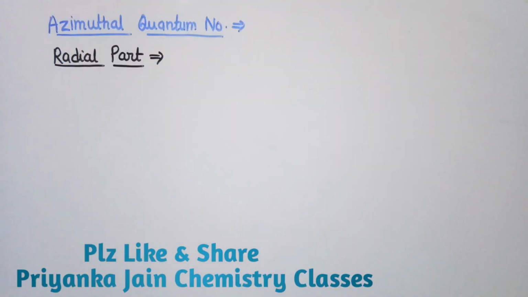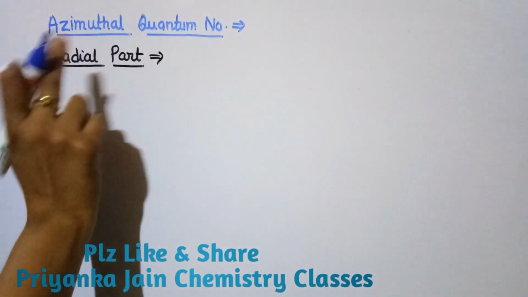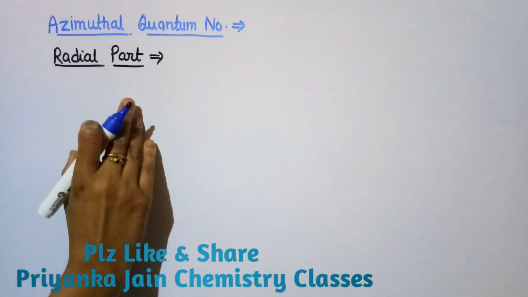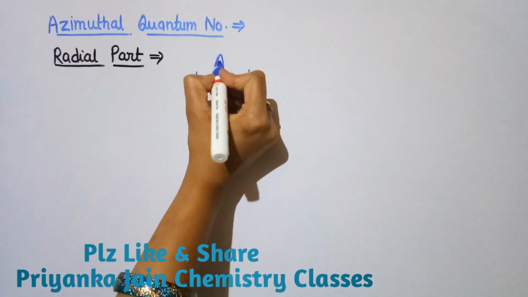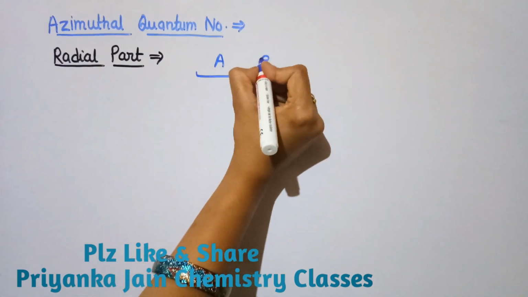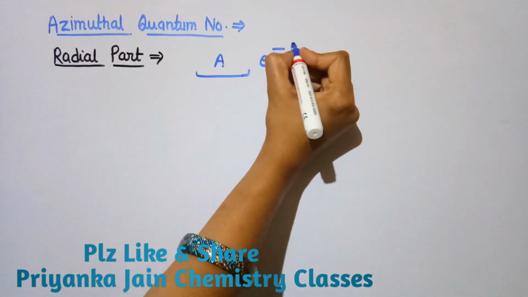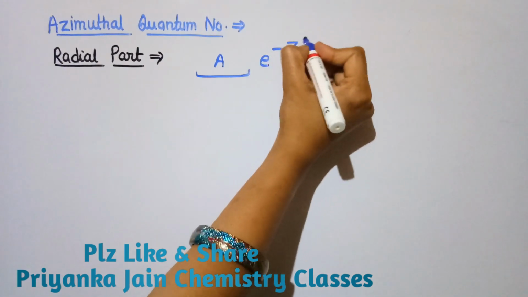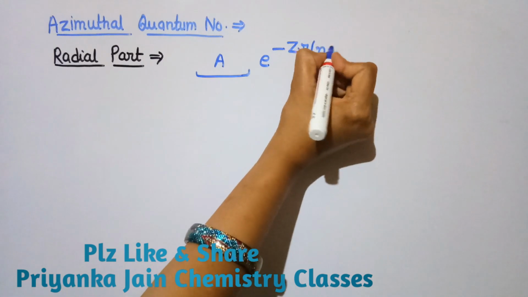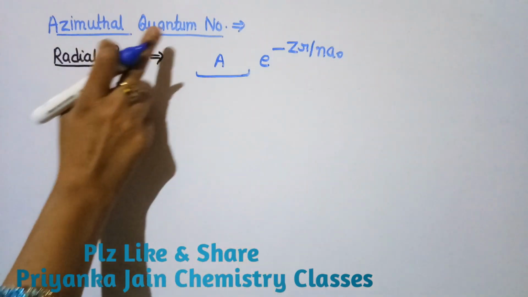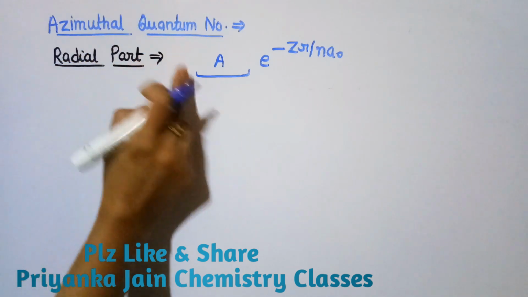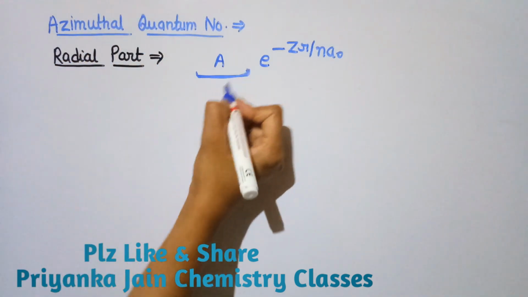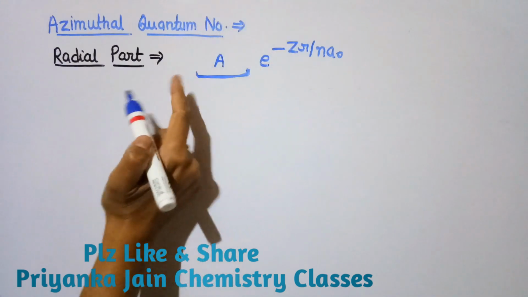Okay, similarly, if we have to find the azimuthal quantum number from the radial part, how can we find it? In the radial part, we have seen that there is some function, and there is this exponent e to the power minus zr upon n naught. So for the azimuthal quantum number, meaning for finding the value of l, we have to see this part. We do not need to see this part, we have to see this only.